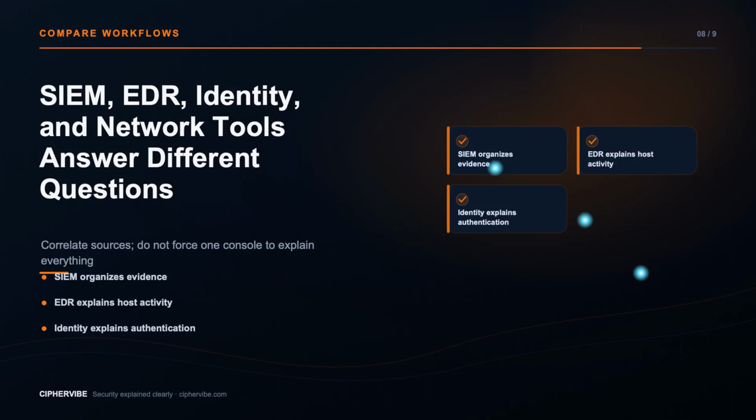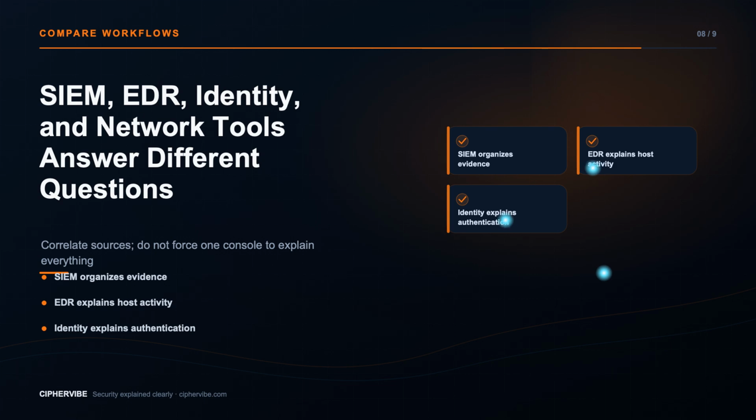A SIEM aggregates events, applies analytics, and manages alerts or incidents. EDR provides process, file, user, and host context. Identity systems explain authentication, sessions, devices, and access changes. Network tools show connections and traffic metadata. Asset and change systems explain ownership, criticality, and planned work.